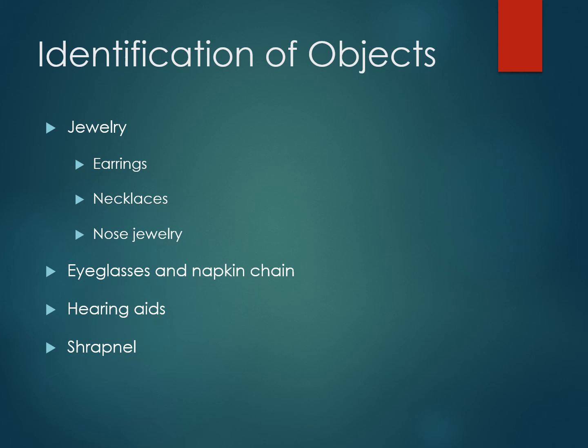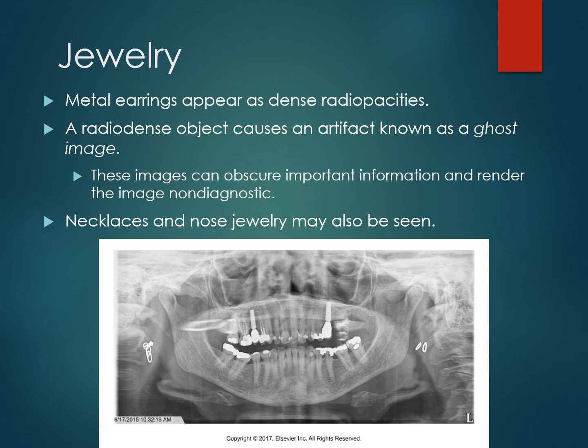All right, so we're going to talk about other things. So we see a lot of other things on our images, right? So first up is jewelry. We see a lot of jewelry: earrings, necklaces, nose jewelry, especially. We can even see nose jewelry sometimes on our intraoral, and we'll see eyeglasses. Sometimes we'll see the napkin chain on our images, depending on how slouched our patient is sitting, or if we left the napkin on the patient while we took our panoramic. Sometimes we'll see hearing aids on our images, and then sometimes we will see even shrapnel on our images.